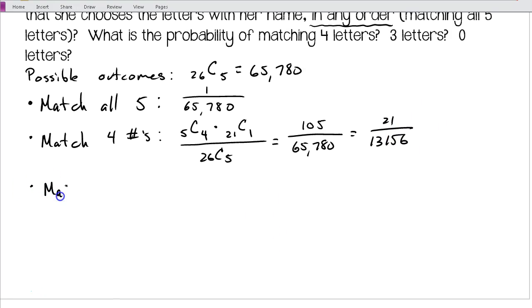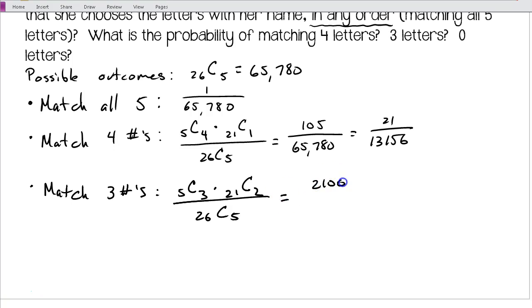Now to match 3, we would have 5 choose 3 times 21 choose 2 over 26 choose 5, and that would give us 2100 over 65,780, and this would reduce to 105 over 3289.